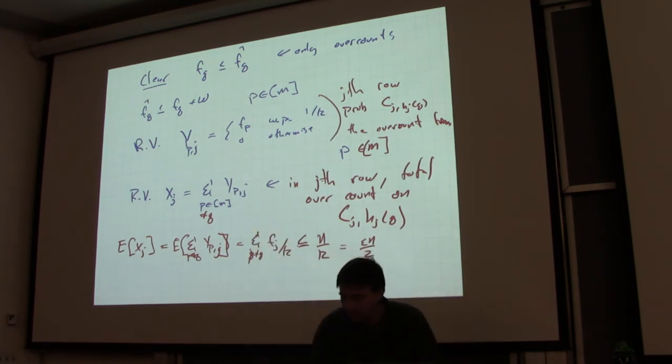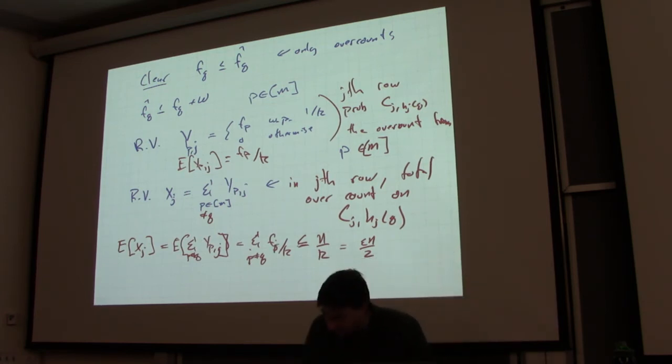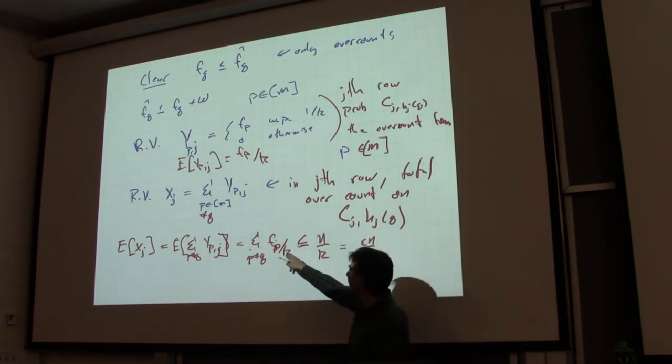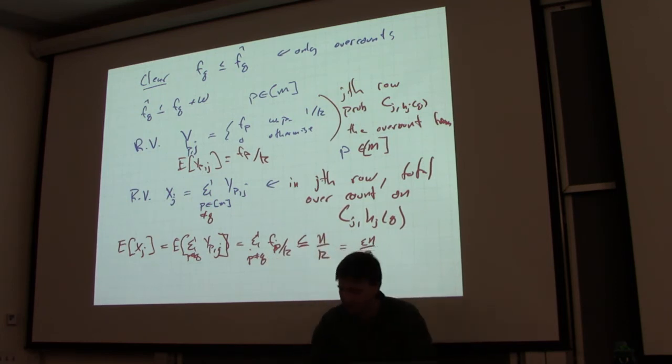Should that be fp, or ypj equals fp divided by k? So this is p not equal to q. Is that supposed to be f p not? Yeah, okay. Good, thank you. Right, and I know that the k I can bring out and the sum of all these is at most n.